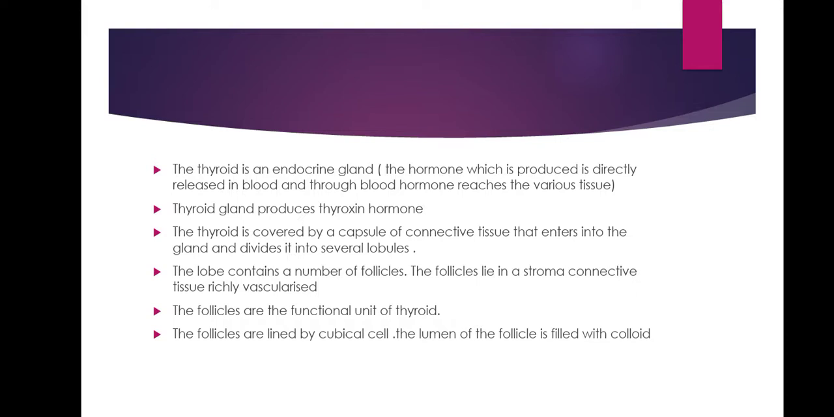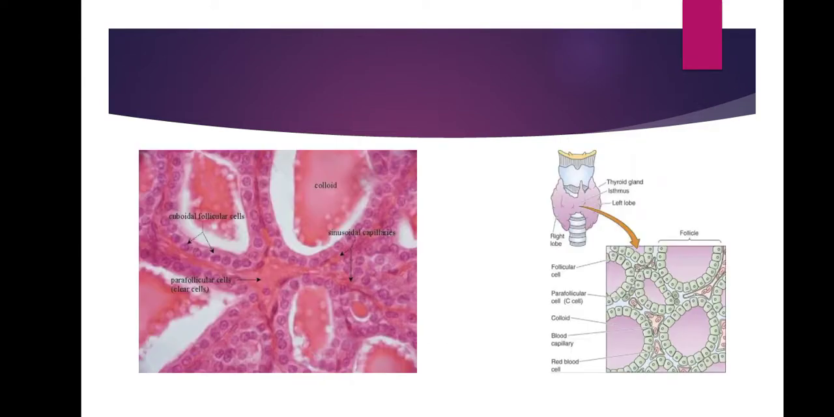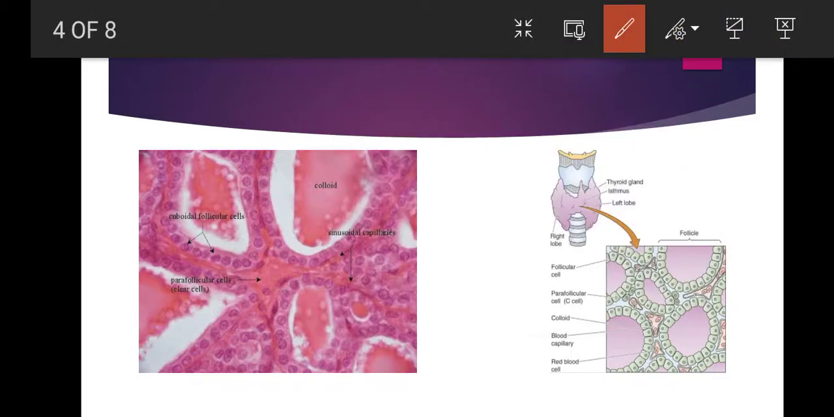The follicles are lined by cuboidal cells. The lumen of follicle is filled with colloid. So these pale violet color cells are the cuboidal follicular cells. This is the lumen region which is filled with colloid. And here you can see the clear bifurcation between the right lobe, left lobe and isthmus.